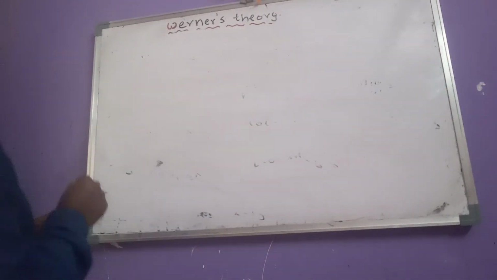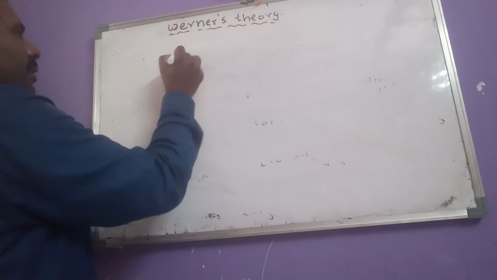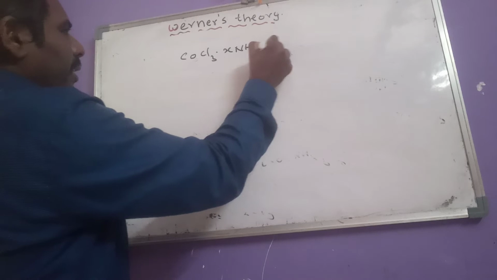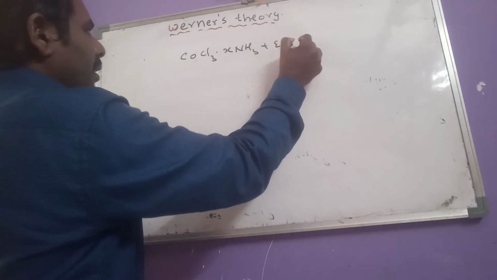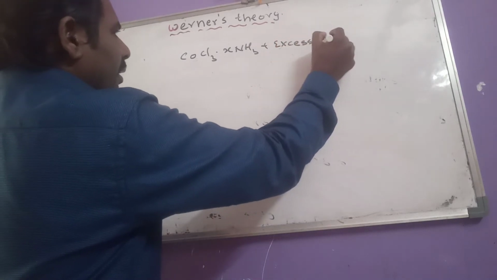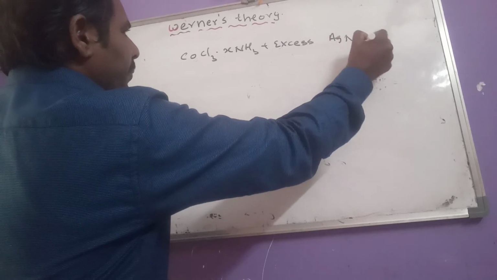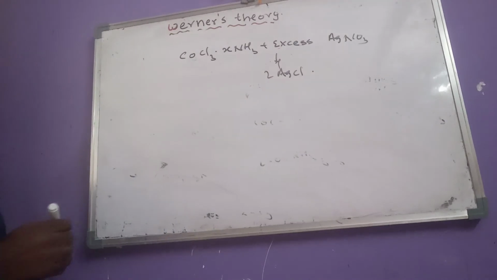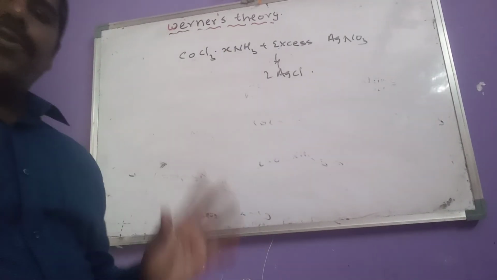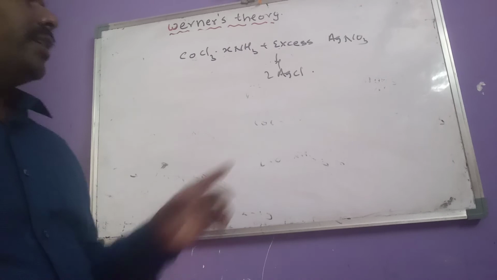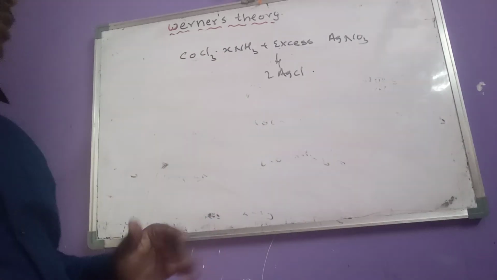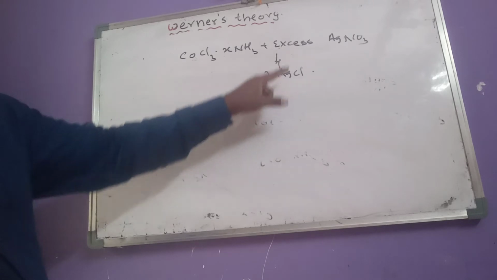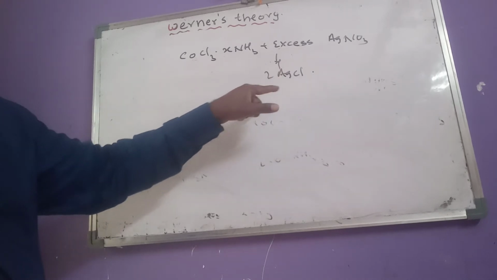So see the first question here. CoCl3·xNH3, when treated with excess of AgNO3, produced 2 AgCl precipitates. What is this X value? That is our question here. What is that X value? So now here, as this is treated with excess of AgNO3, we got 2 AgCl precipitates.